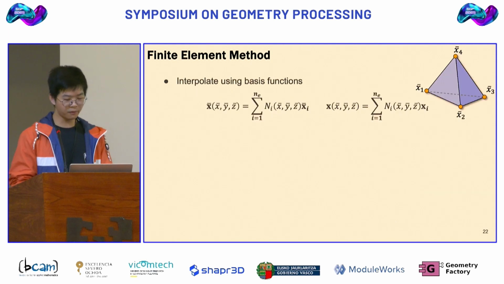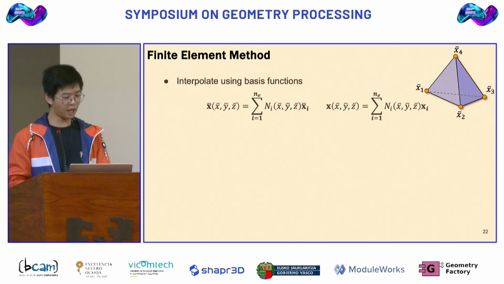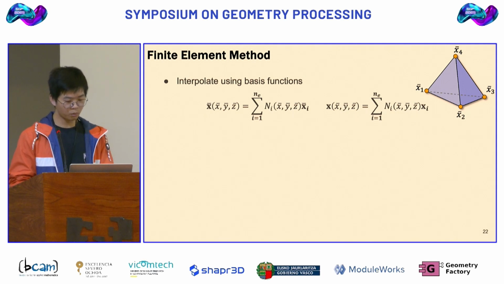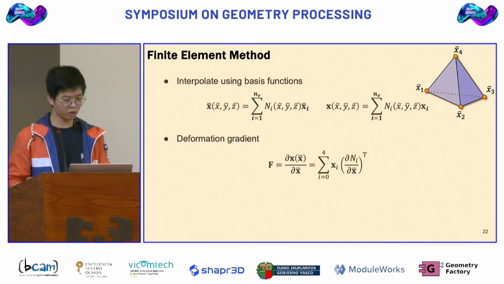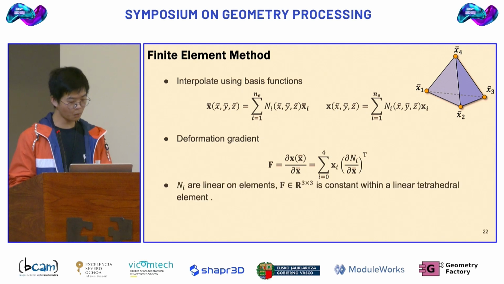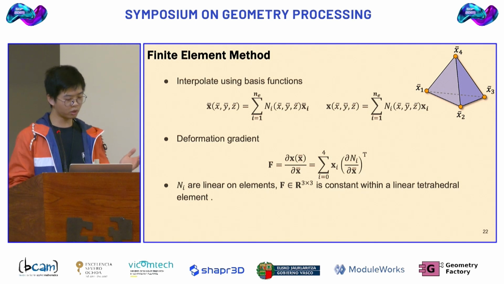Based on the basis functions, we can represent the undeformed and deformed states within the tetrahedron, as shown here. Previously, we know that the deformation gradient can be written as dx over dx bar. So here is the equation to compute the deformation gradient for this single tetrahedron. And since we know that the basis function is linear on elements, based on the formulation of the deformation gradient, we know that this deformation gradient is constant within this linear tetrahedron element.